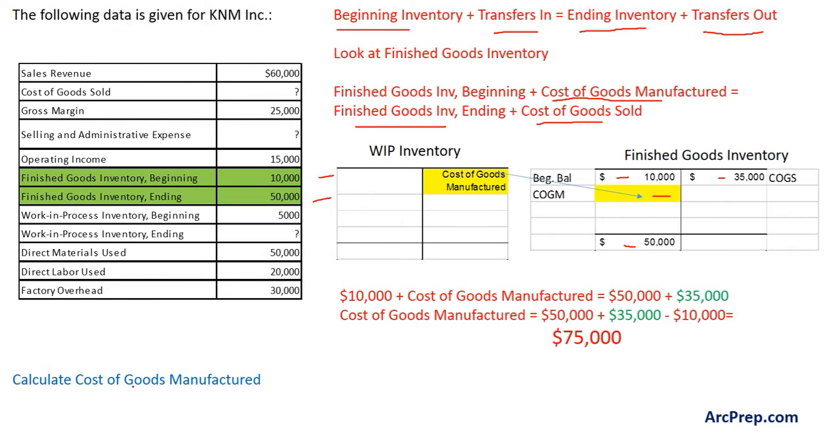Beginning balance 10,000 plus transfers in, cost of goods manufactured coming from here to here, is equal to ending inventory plus cost of goods sold, transfers out to the customer. If I solve this equation, the cost of goods manufactured turns out to be $75,000. It's basically 50,000 plus 35,000 minus the 10,000 we have here.